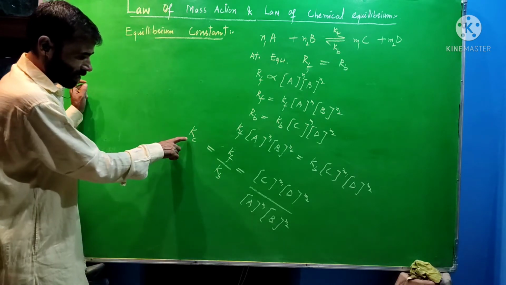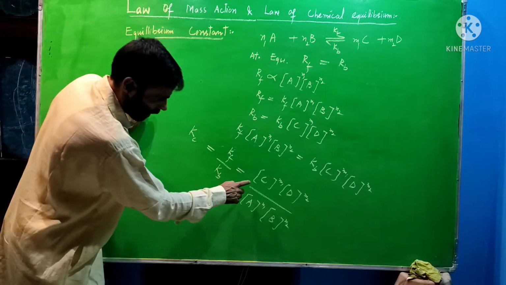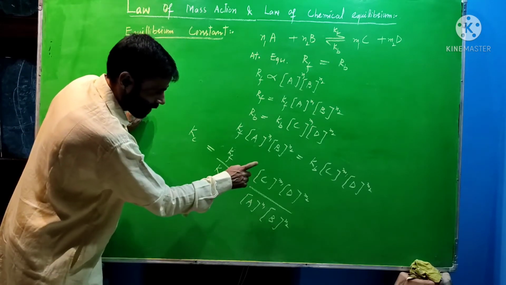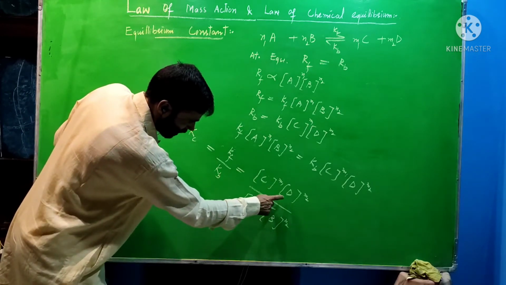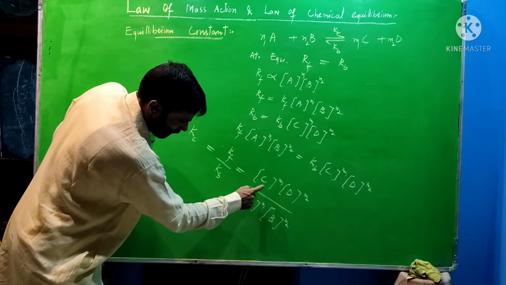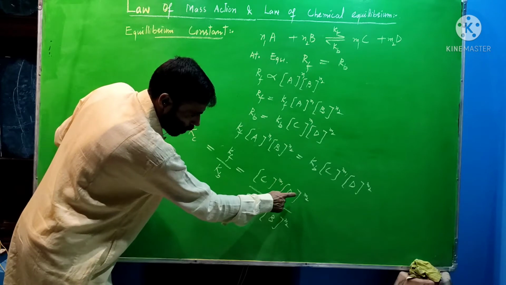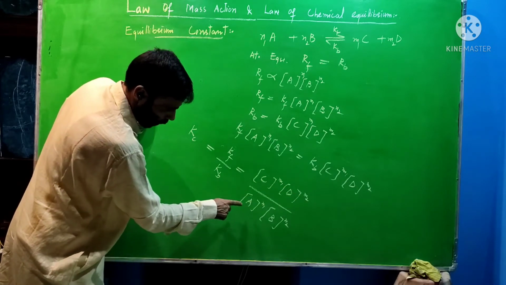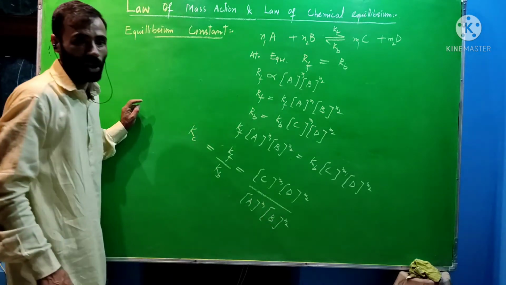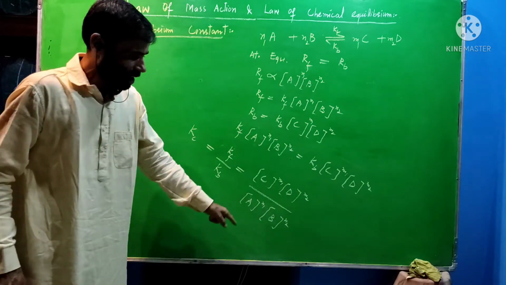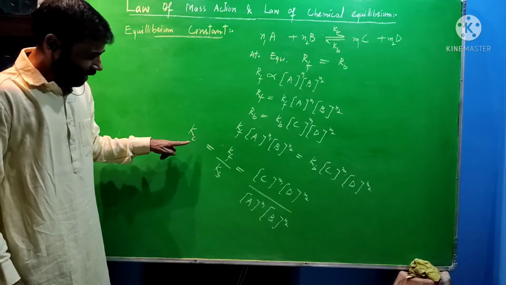So again I will state: the equilibrium constant of a reaction is the ratio of the concentrations of the products, multiplied with each other and raised to the power of their stoichiometric coefficients, to the product of the concentrations of reactants raised to the power of their stoichiometric coefficients. This ratio we call the equilibrium constant and denote it by Kc.